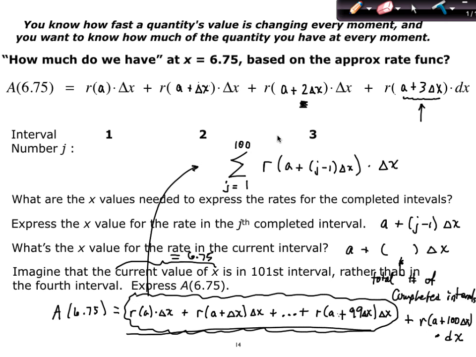And then J is going to be 3. And we'll get R of A plus 2 delta x. You go across two intervals to get to the third interval, times delta x. And it's going to keep doing that and add those up until it gets to J is 100, and we'll have A plus 99 delta x. And then plus? Which is? Times dx.